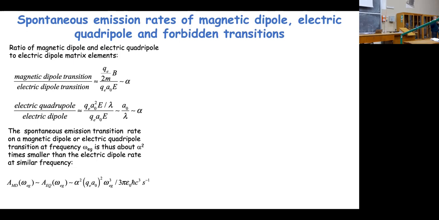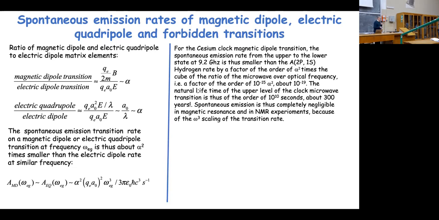I tell you that because I want to compare the lifetime of hydrogen that I showed you before with the lifetime of the cesium clock. The cesium clock is a 9.2 gigahertz magnetic dipole transition between two hyperfine ground states. You lose an alpha squared factor because you go from electric dipole to magnetic dipole, and you lose omega cubed, the cube of the ratio of 9 gigahertz to an optical frequency. Putting all this together, you lose much more than that, 19 orders of magnitude in the lifetime. So instead of 1 nanosecond, you get something like 10 to the 10 seconds, which is 300 years. So the upper state in the cesium clock has a lifetime of 300 years, which means it is completely negligible for the description of the physics.